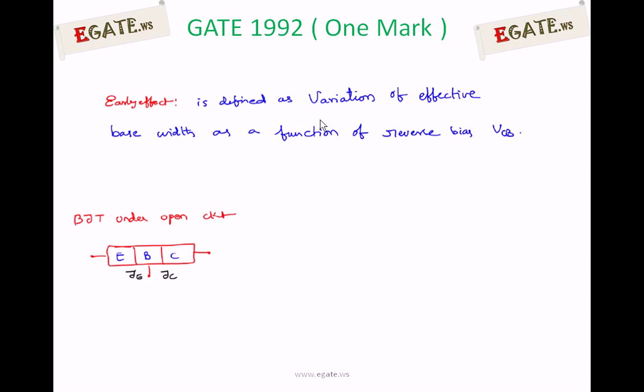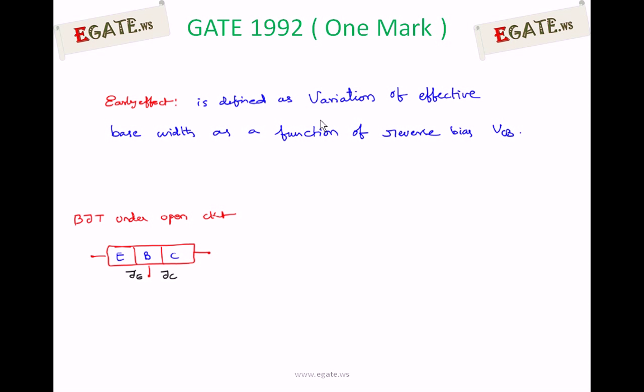Every BJT consists of 2 PN junctions. One is the emitter base junction, the other is the collector base junction. So we can call them JE and JC. JE is the emitter base PN junction, JC is nothing but the collector base PN junction. Under open circuit, both junctions look similar and both have the built-in potential barrier height as V0.